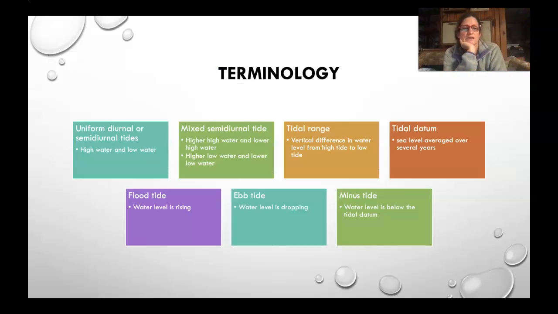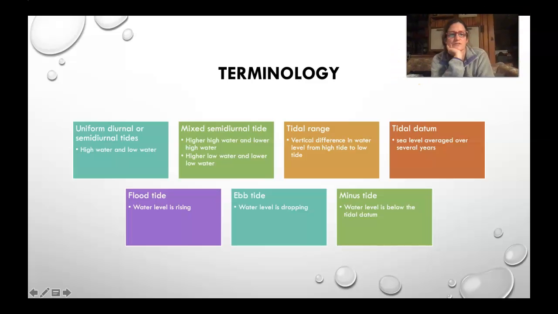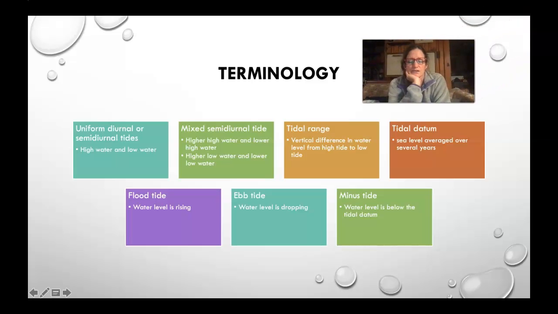Let's look at some terminology here, just definitions of terms you may hear when people are speaking of tides. So I went over those first two already. Tidal range is the vertical difference between the high tide and the low tide.